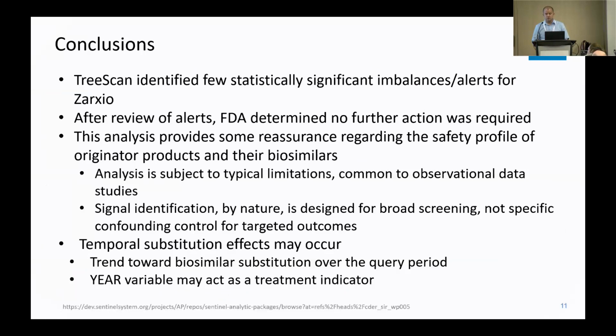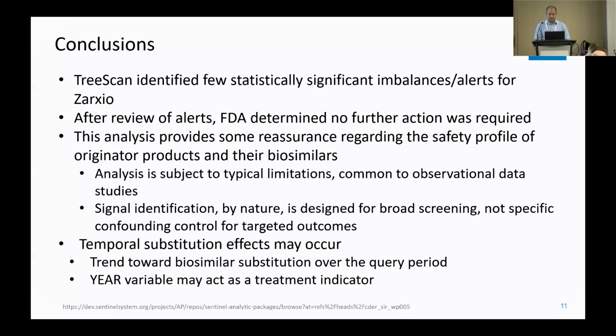In conclusion, TreeScan identified few statistically significant imbalances or alerts for Sarcio. However, after clinical review of the alerts, the FDA determined that no further action was required. This analysis provides some reassurance regarding the safety profile of originator products and their biosimilars.